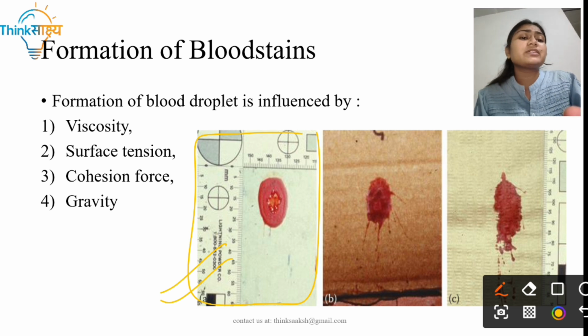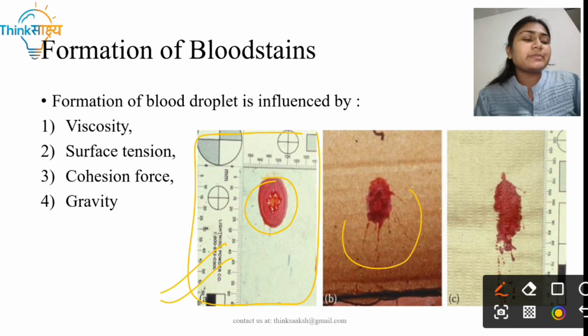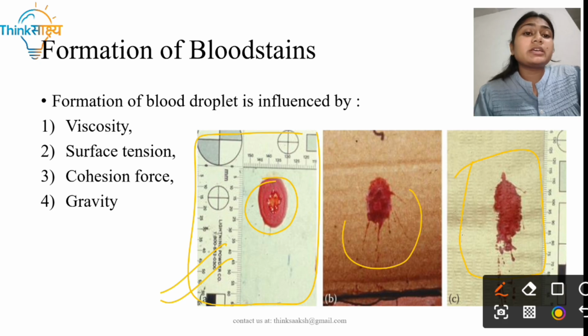The first surface is a smooth surface where a spherical blood droplet shape is formed. The second is a cardboard surface on which spiny edges can be seen, and the third is a thin paper on which we can see the blood was absorbed. So let's understand what is viscosity. It is the fluidity of the blood.